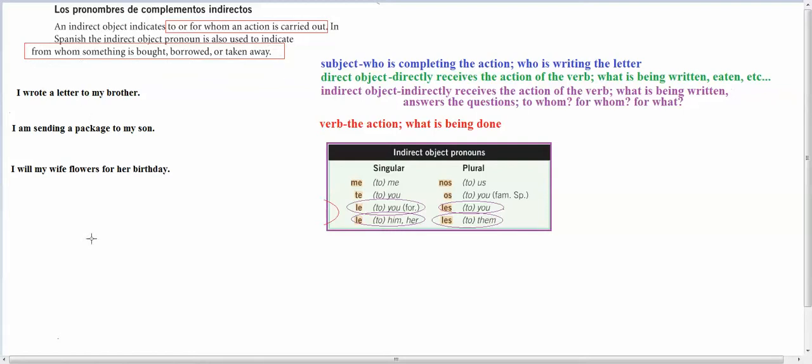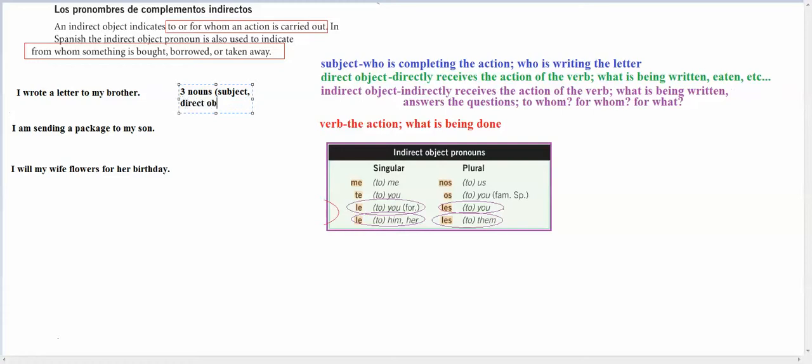Okay, in each of these sentences, you're going to have three nouns. One is going to be your subject, one is going to be your direct object, and one is going to be your indirect object. Okay, and so we need to identify all of these.